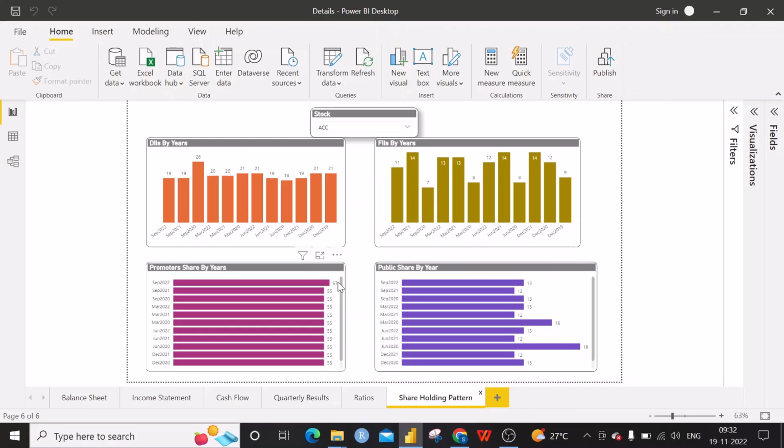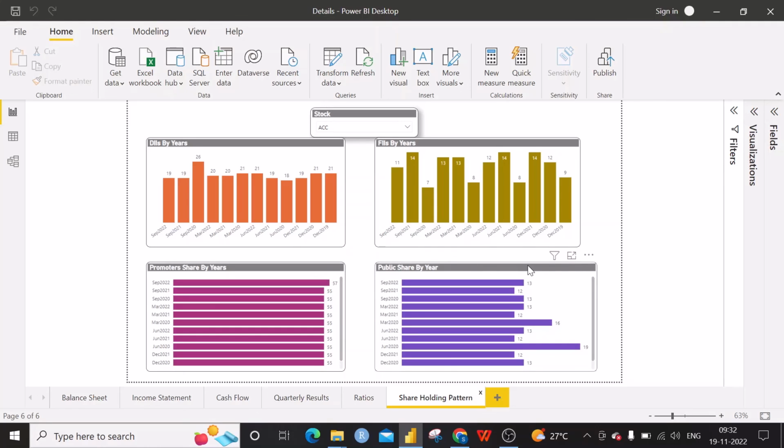But at the same time, we should also consider a few concerns because it is concentrating in one place. So it may lead to some kind of issues. So it has positive and negative values. That is, the promoter is having good confidence in its company, as well as there is some issue if the shares are concentrating in one place.